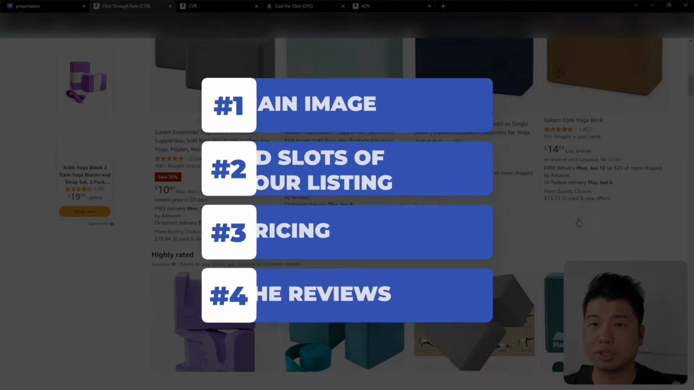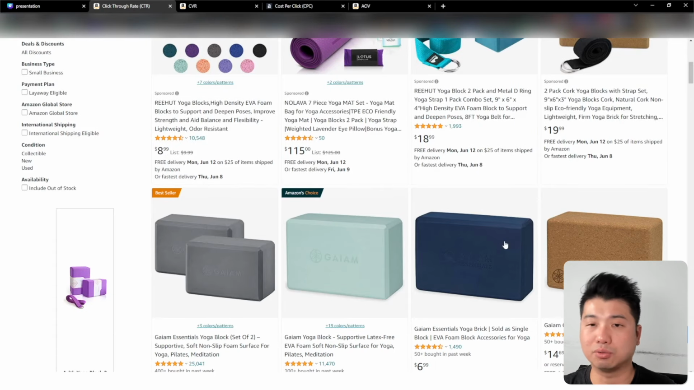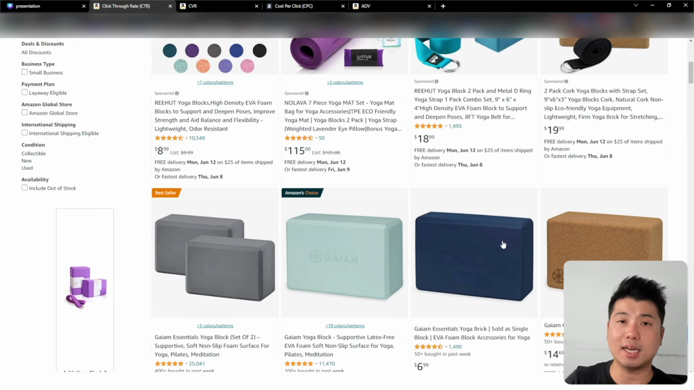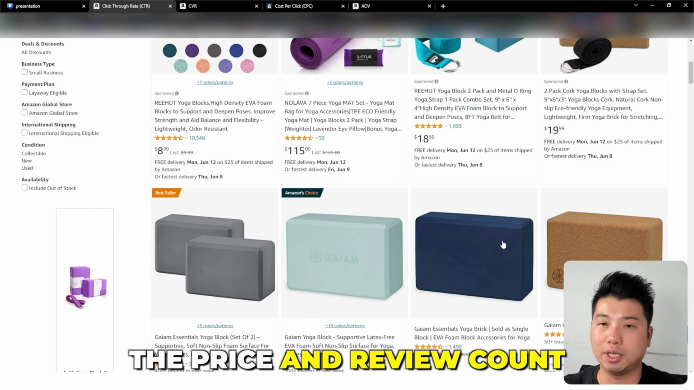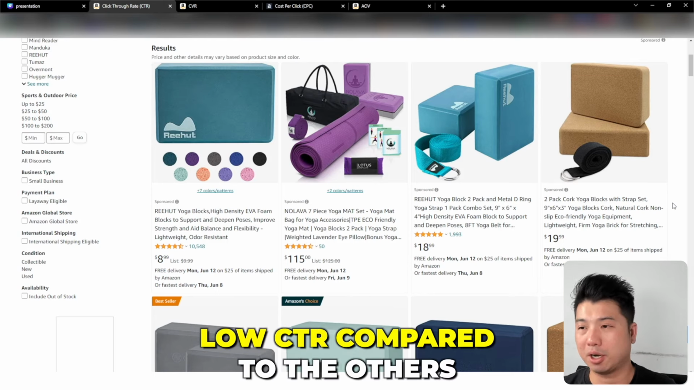And also the reviews. So obviously for anything that has a high number of reviews, a lot of times that will drive the CTR and CVR. At the end of the day, Amazon is a marketplace, right? It's very hard for you to really distinguish your product in a sea of other products. So what drives CTR and CVR a lot of times is really the price and also the review count. So you can see this one right here. The price is pretty high relative to the competitors, and there's no reviews. I would venture to guess that this particular listing has really low CTR compared to the others.